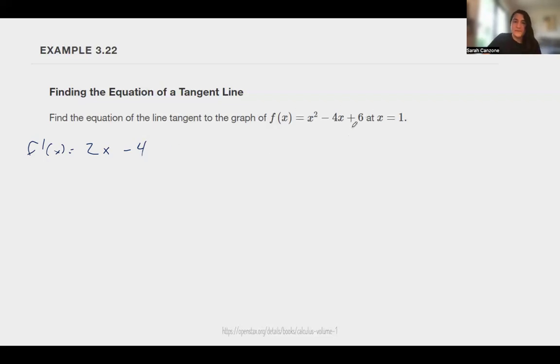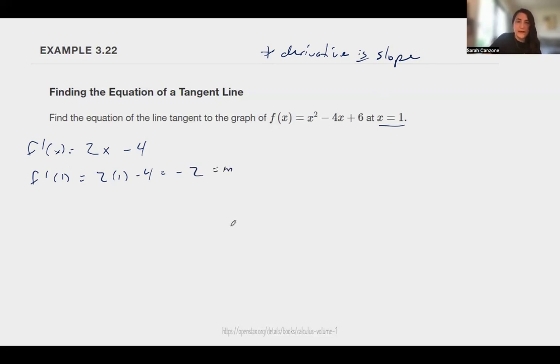So 2x minus 4, the derivative of the 6 goes away because it's a constant. So the derivative of this function is 2x minus 4. Now we're looking to find the equation of the tangent line. Well, we need the slope. We remember derivative is slope. So if we're looking to find the derivative at x equals 1, we can find f prime at 1, which is just 2 times 1 minus 4, which is negative 2. So this just made everything so much simpler than we had it before.